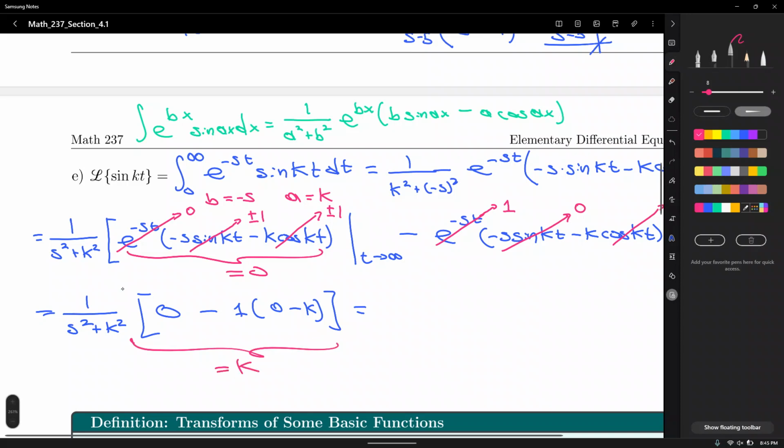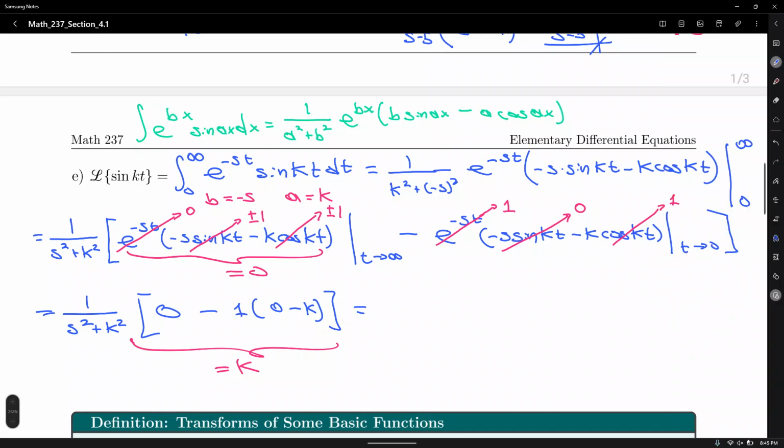And this k multiplying this rational expression equals k over s squared plus k squared. And that is the Laplace transform of sine of kt, where k can be a 5, can be a 7, whatever that number is. That's no big deal.